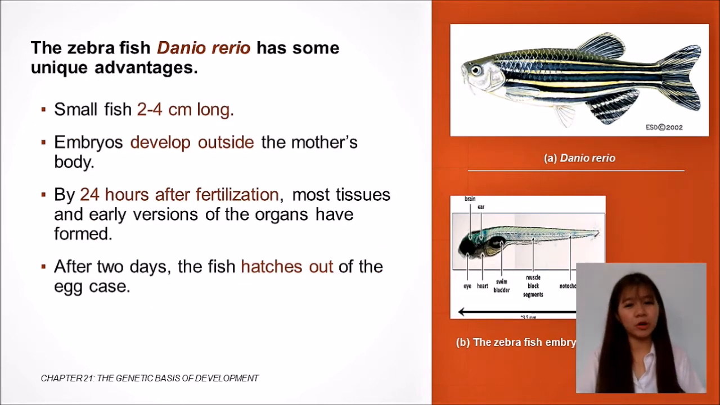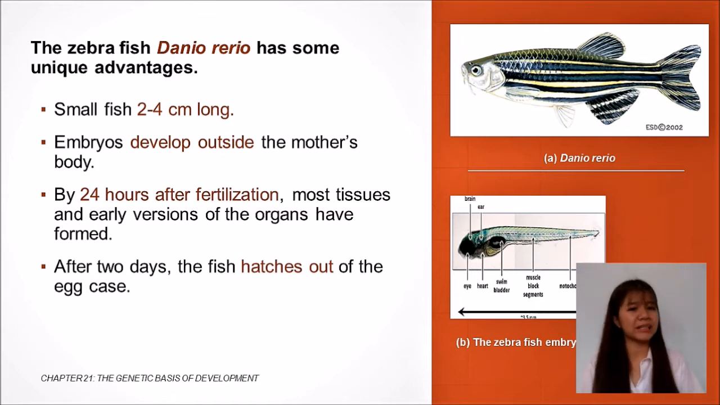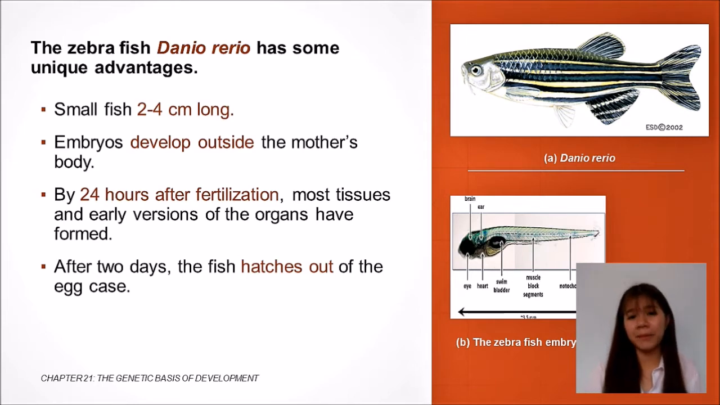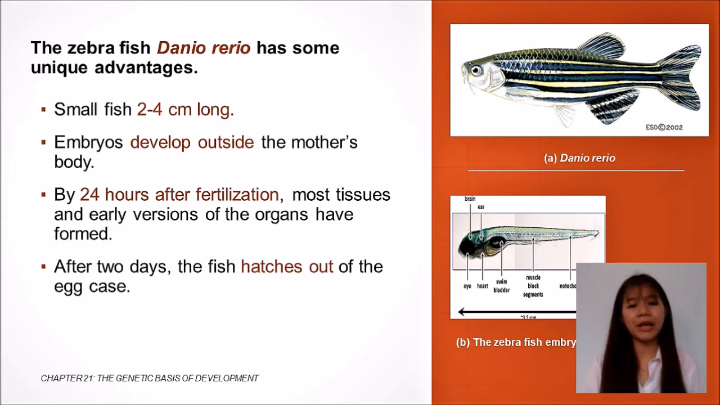So the second to the last model organism would be the zebrafish, Danio. The zebrafish has some unique advantages. These small fish, only 2 to 4 centimeters long, are very easy to grow in the lab in large numbers, and they have a transparent embryo that develops outside the mother's body. Although the generation time is about 2 to 4 months, the early stages of development proceed quickly. By 24 hours after fertilization, most of the tissues and early versions of organs are already formed. After 2 days, the fish hatches out of the egg case.